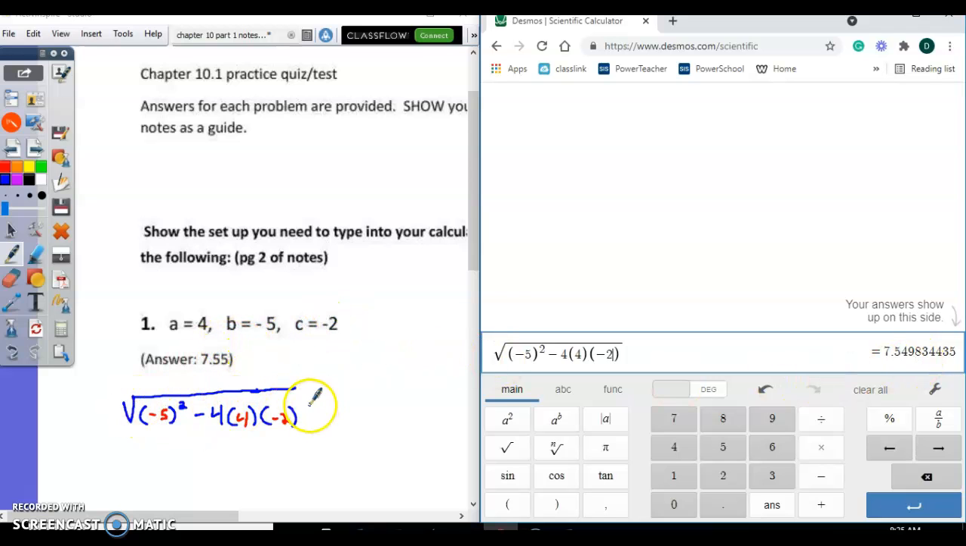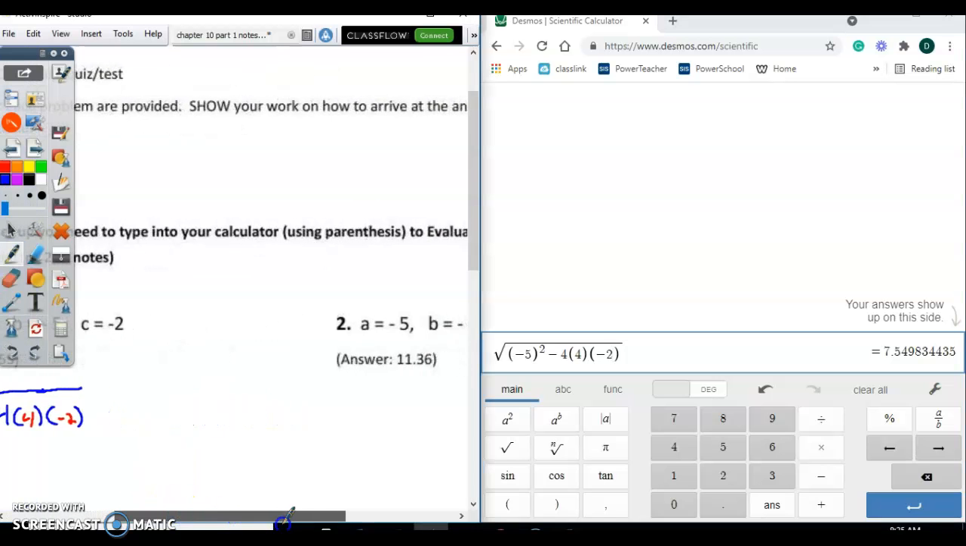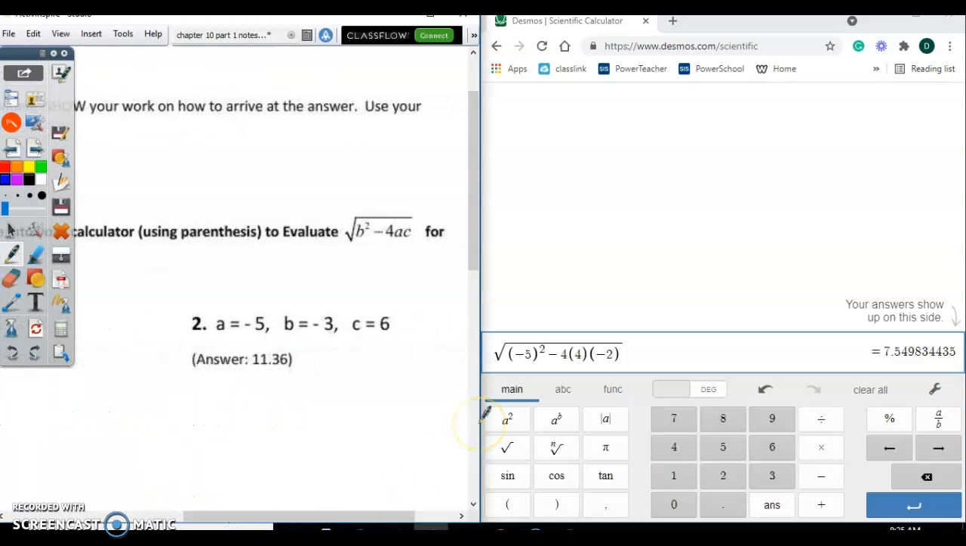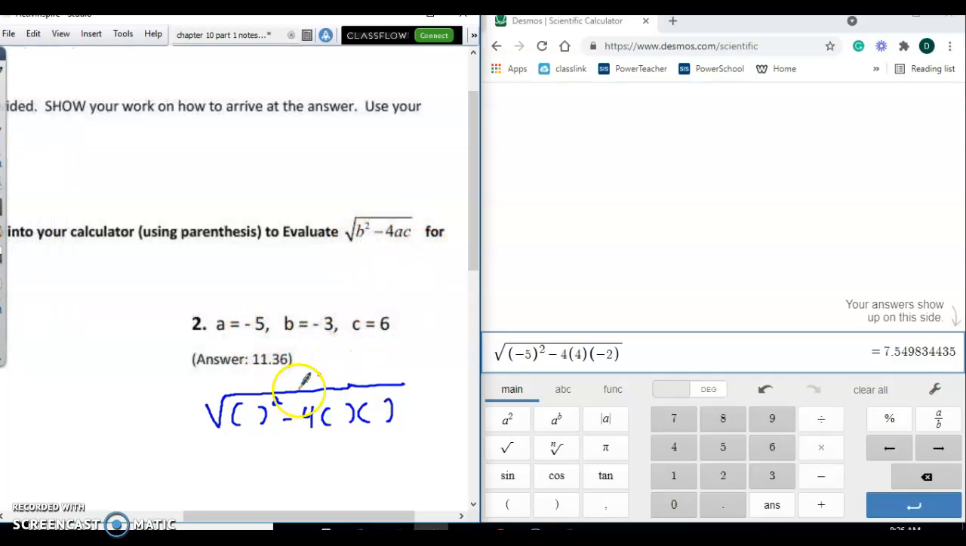So this is what you should put for your answer, and then practice typing that into your calculator, because tomorrow you won't have the answer, you'll just have to figure it out. For the second one, again, it's the same setup of the problem. So what you want to do is start with the parentheses that are going to replace the variables. And then you're going to input b, a, and c. So b is -3, a is -5, and c is 6.